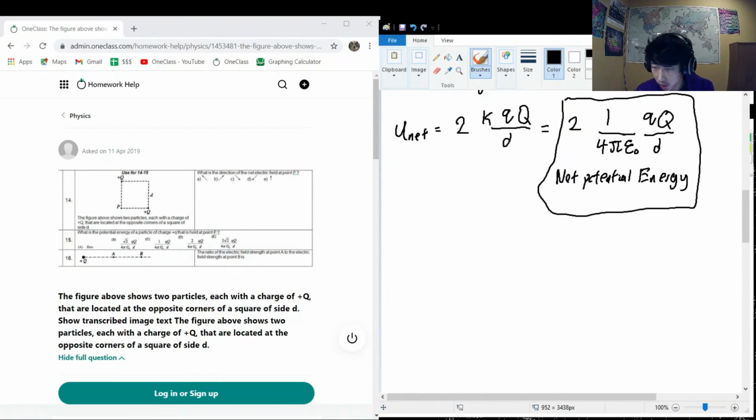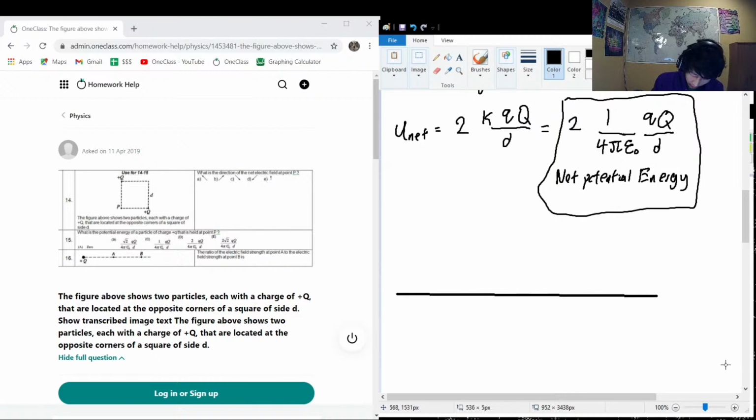The third part of this question, we got a line, and it's asking us, what is the ratio of the electric field strength at point A to the electric field strength at point B? Okay, so suppose I'm going to make the assumption that B seems to be twice as long as A. Okay, so I'll draw this out in a diagram to make this just a little bit more clear.